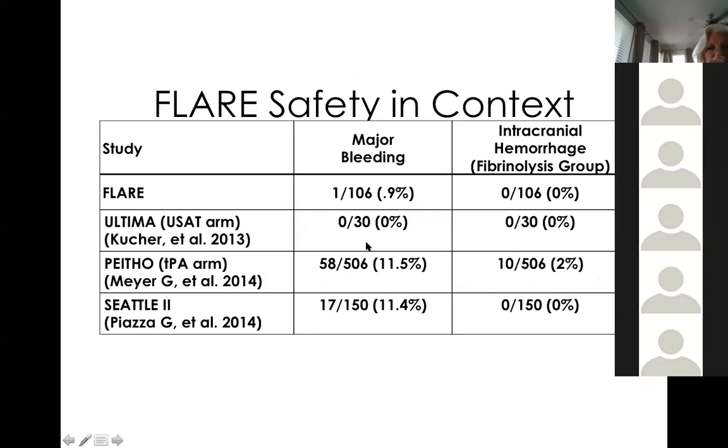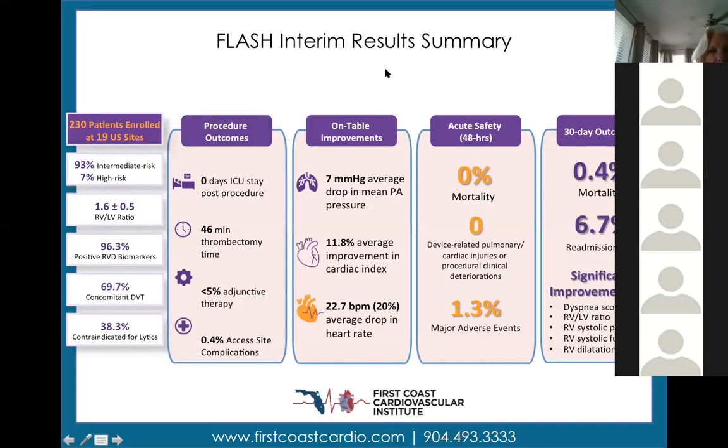In terms of safety profile, FLAIR had only one major bleed. It was actually a groin access complication, no intracranial bleed, compared to Python trial or Seattle 2. In Python, there was 2% risk of intracranial bleed. And remember, the mortality is pretty high when you get a hemorrhagic complication intracranially.